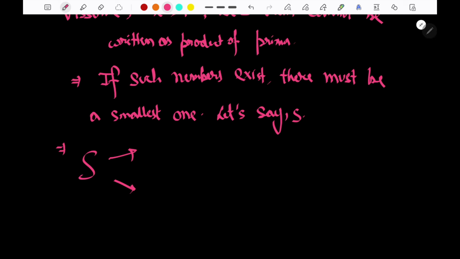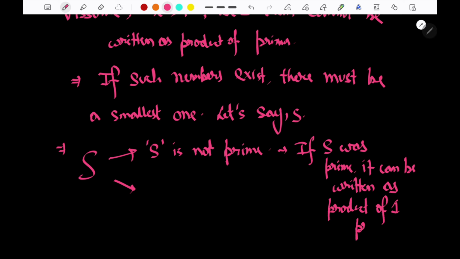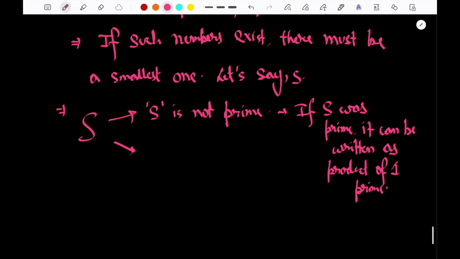About s, we can say s is not prime. Why? Because if s were prime, it could be written as a product of one prime, which we don't want. Why? Because our assumption is that there must be some s which cannot be written as a product of primes. Okay, done. So if s is not prime, s must be composite.